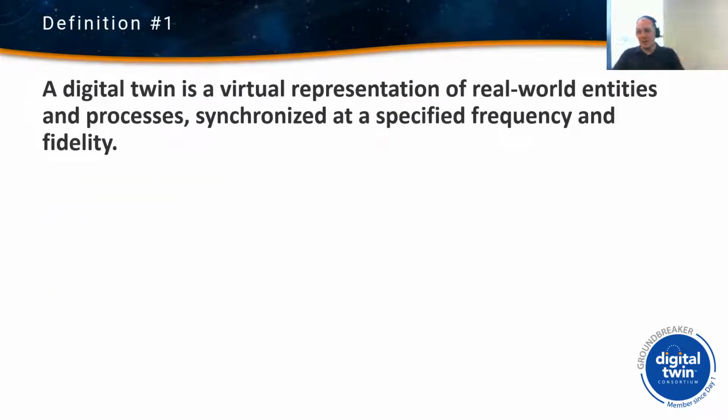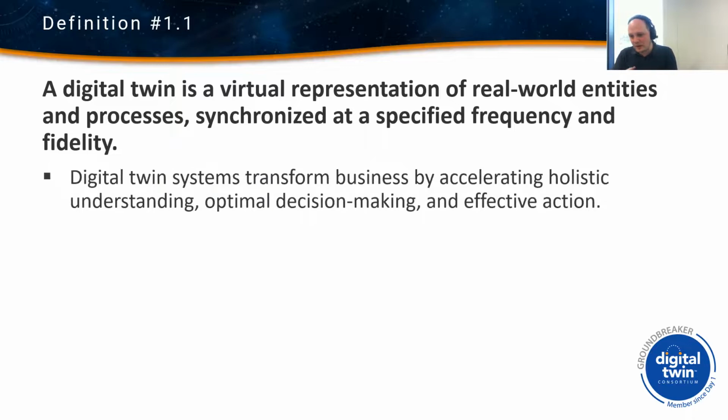So that leaves us with a first sentence. A digital twin is a virtual representation of real world entities and processes synchronized at a specified frequency and fidelity. There's a lot of meat in that. And then that builds out that there are 3 subsequent sentences. So digital twin systems, they transform businesses by enabling understanding, by enabling decision-making and effective action.